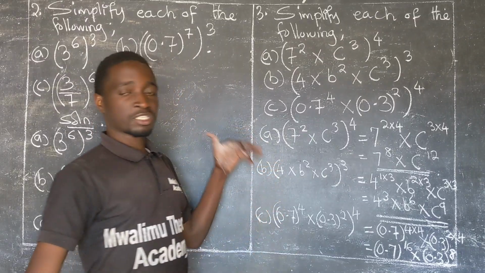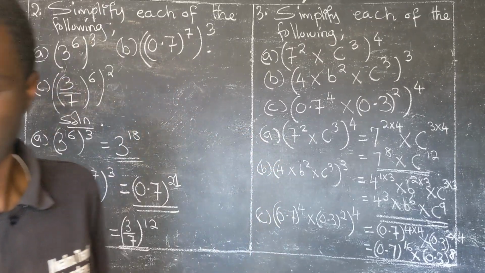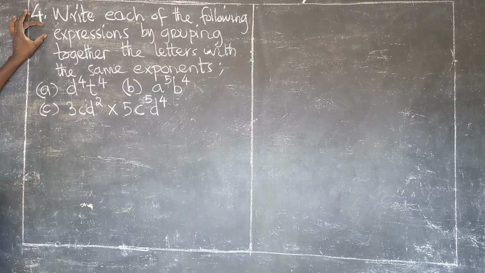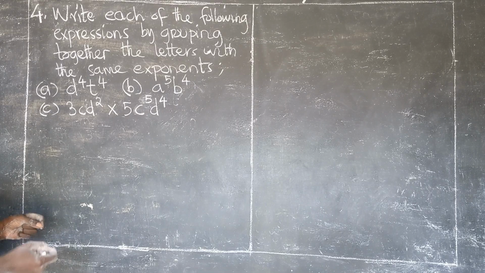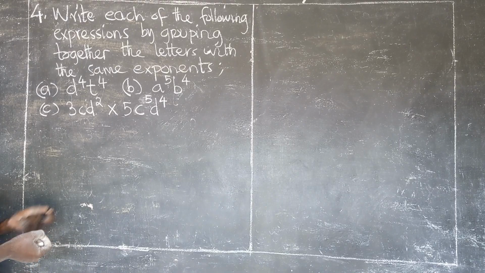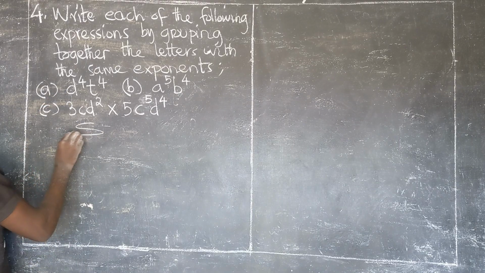After that, let's see a fourth example. This is our fourth example. It states that write each of the following expressions by grouping together the letters with the same exponents. So in each you are going to write the expression by grouping together the letters with the same exponents. Let us see the solution.